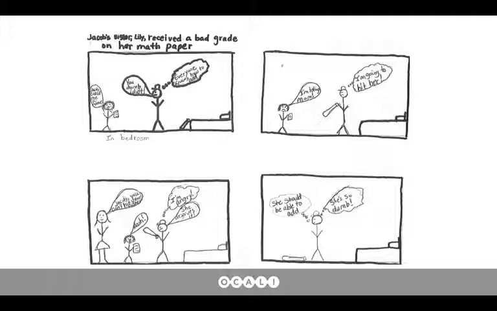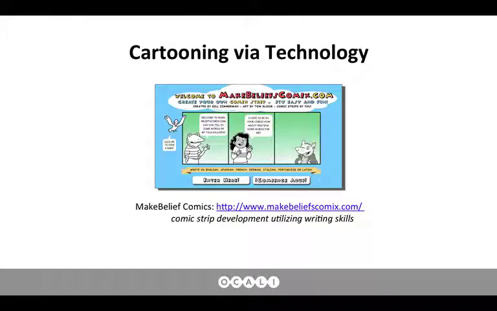Here is a technology tool that may add a different dimension to cartooning, which may appeal especially to some individuals with Asperger's syndrome. Makebelief Comics is a website that allows you to create your own comic strip. Lots of characters to choose from, and they create what the characters are saying. It's fun and engaging for all ages.